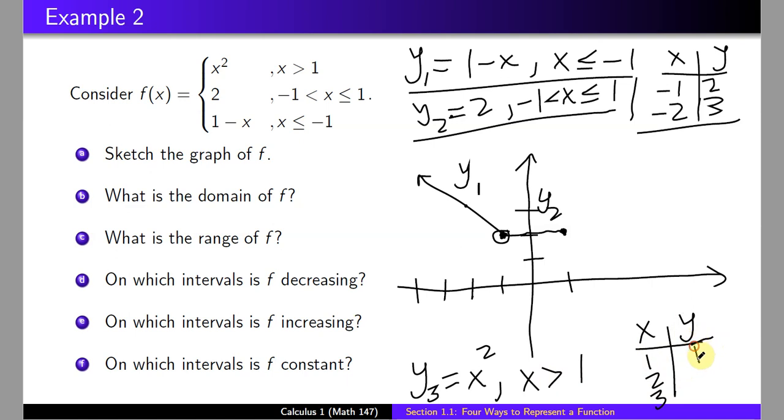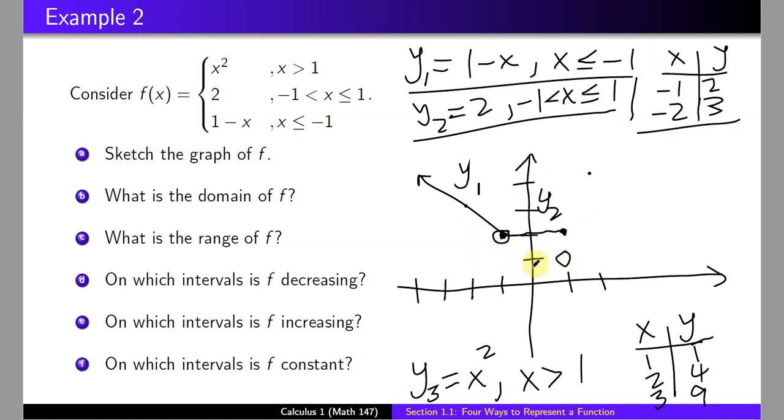You plug in 1, you square it, you get out 1. You plug in 2, you square it, you get out 4. You plug in 3, square it, you get out 9. So let's see. So we have 1, 1, that's right here. There's actually going to be a hole there. And then 2, 4, that's right here. And then 3, 9 is a little bit too high. It's going to be way up here. So I'm going to kind of stop there.